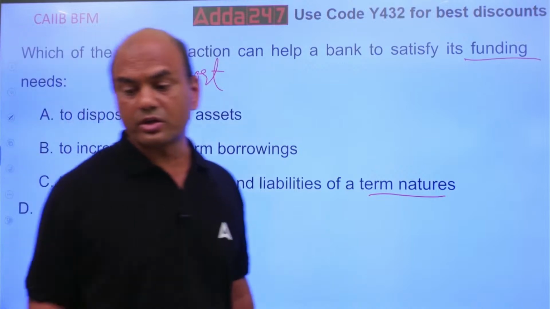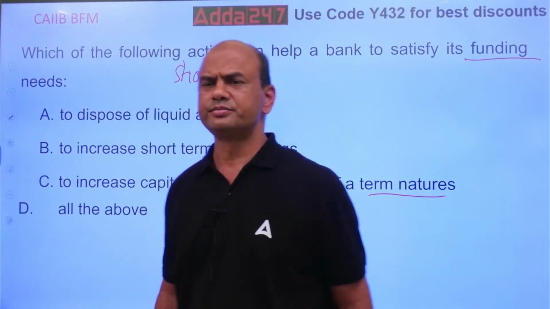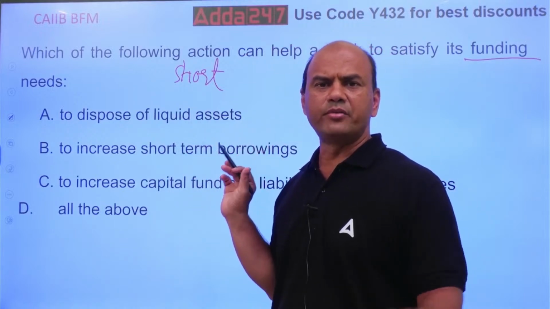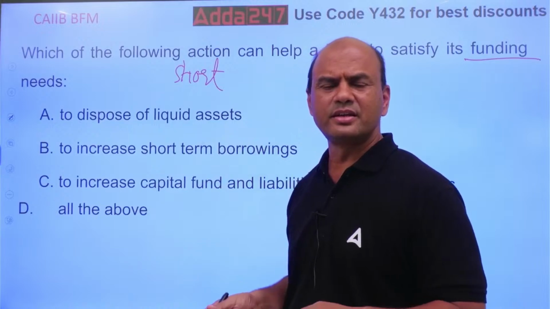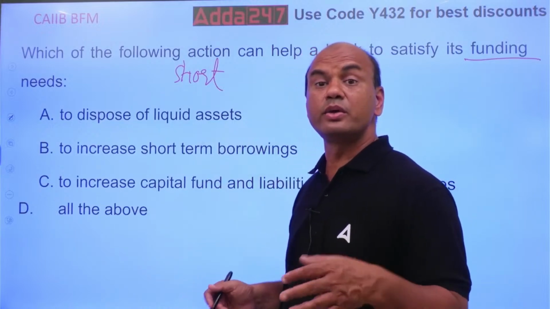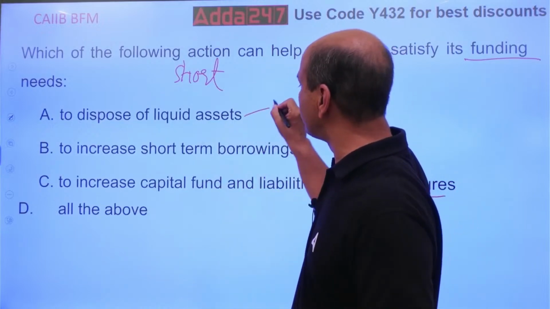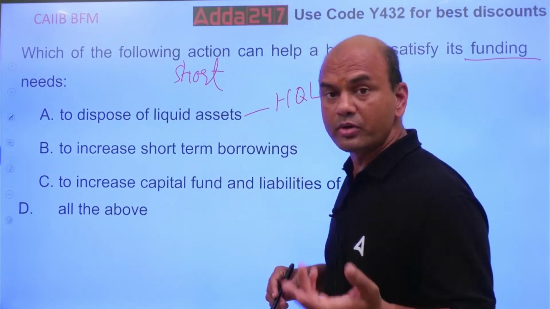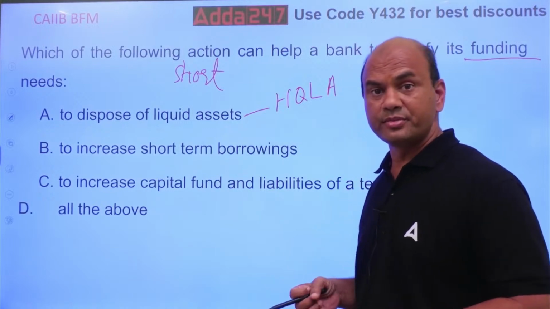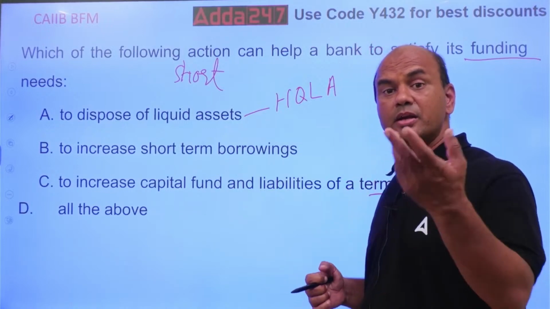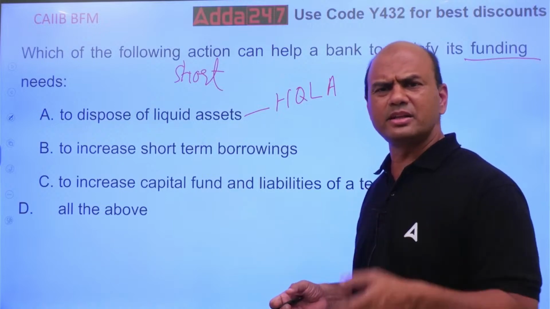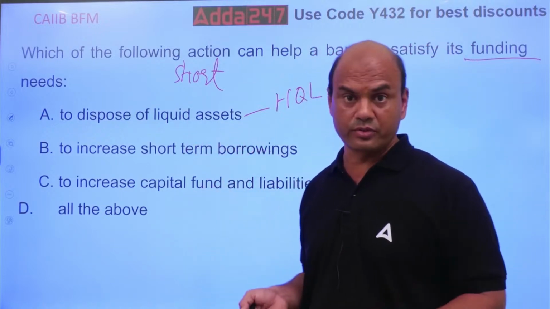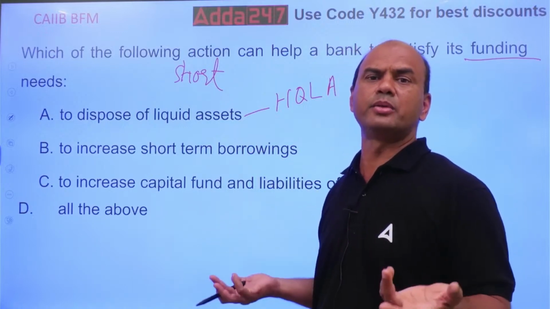How can you solve the short term problem? Think over it. First one, dispose of the liquid assets. What are liquid assets? Liquid assets means HQLA, high quality liquid assets. Means I am having government bonds, treasury bills, some triple rated bonds. So I can sell it off immediately in the market. So these I can dispose of. Can I do it? Yes, of course, why not? If I am having the assets and I need money, I can sell it.